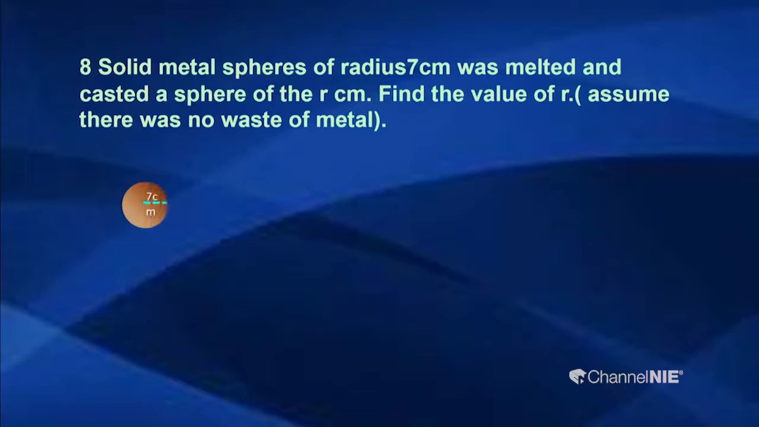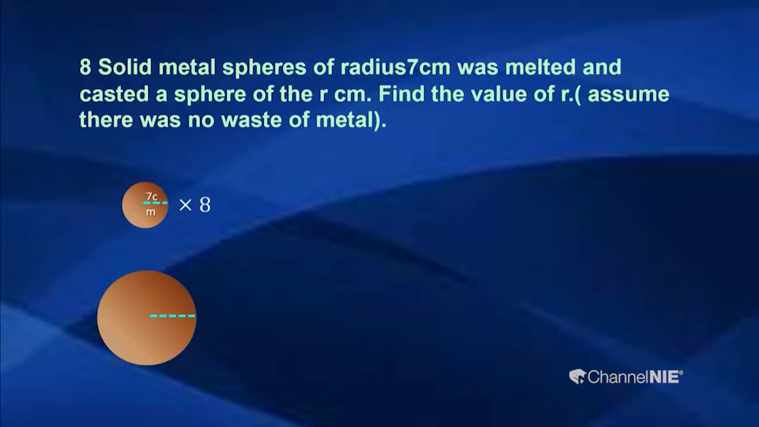After melting the 8 solid spheres, make another sphere with radius r centimeter. Okay, then you can see that is the small sphere, and multiplied by 8. What is the radius of this small one? It is 7 centimeter. Then 7 centimeter multiplied by 8. Why do we multiply by 8? Here there are 8 solids. Then you can obtain the volume of this larger sphere, radius r. Now what do they ask in the question? They ask to find the value of this r.